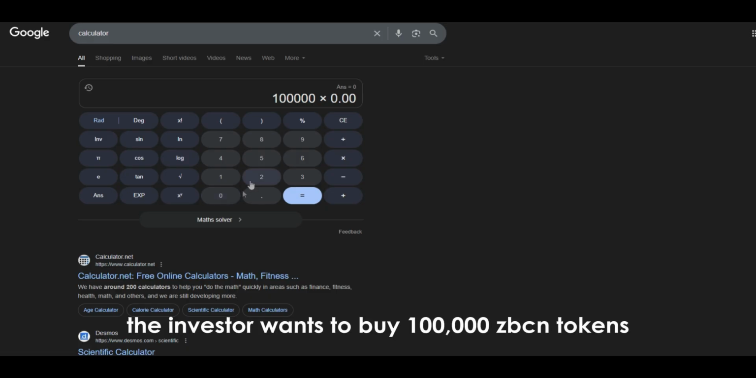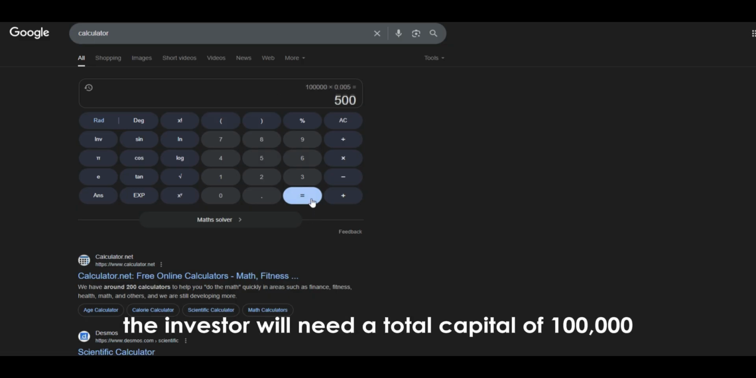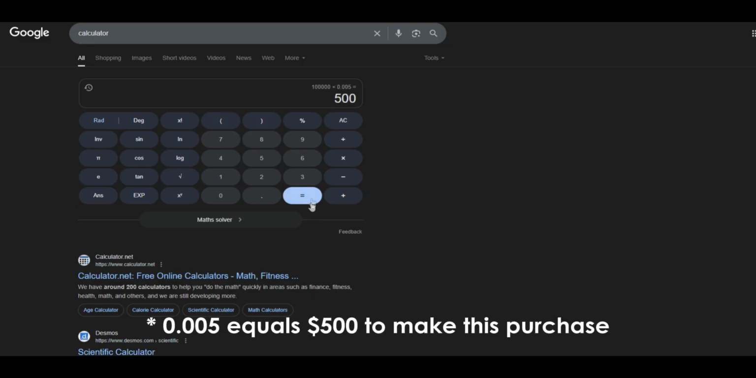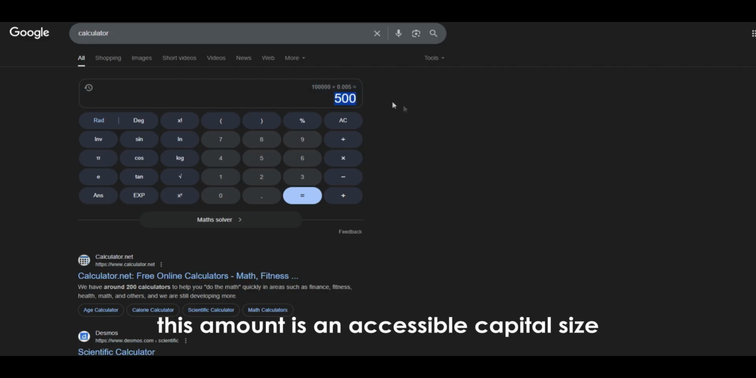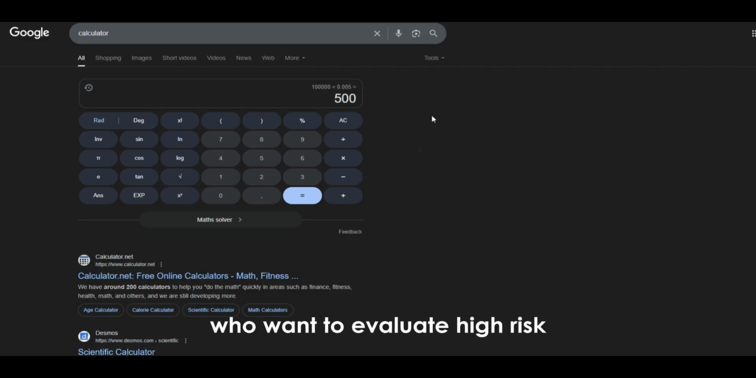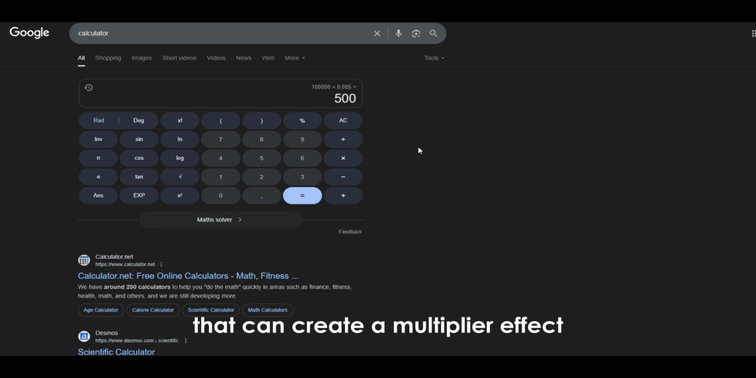The basic information we have is this. The investor wants to buy 100,000 Zbcn tokens, and the current price of the token is around $0.005. In this case, the investor will need a total capital of 100,000 times 0.005 equals $500 to make this purchase. This amount is an accessible capital size, especially for small-scale investors who want to evaluate high-risk but high-return opportunities in the cryptocurrency market. Owning 100,000 coins with a $500 capital represents a great opportunity that can create a multiplier effect in potential price increases.